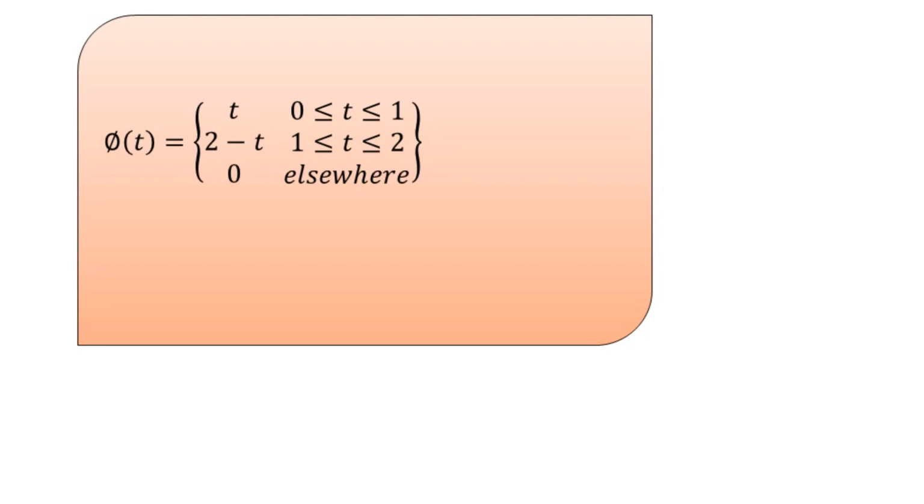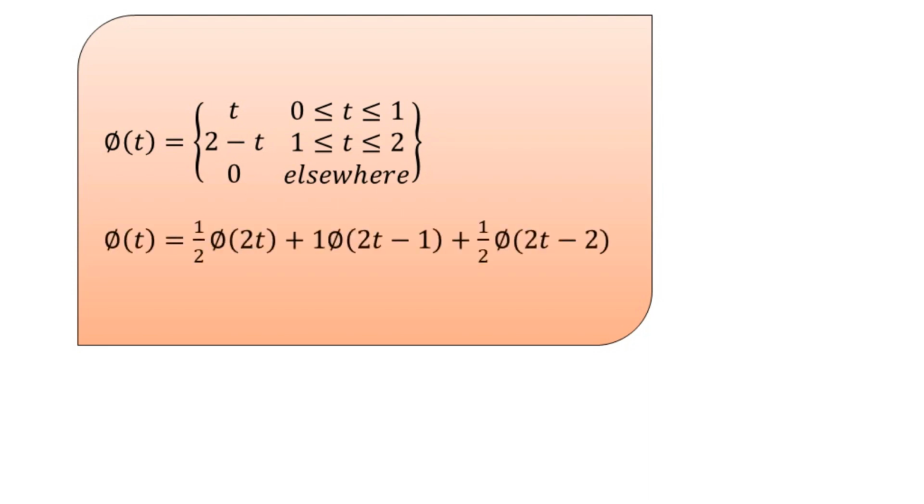So now this triangle scaling function is obeying the scaling relation, that is expressed as phi of t is equal to 1 by 2 times phi of twice t, added by 1 times phi of twice t minus 1, further added by 1 by 2 times phi of twice t minus 2 here. So this can also be expressed with the help of one illustration, what we have, the triangular scaling function.